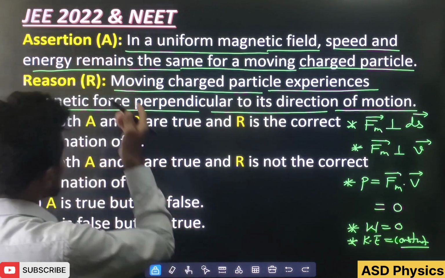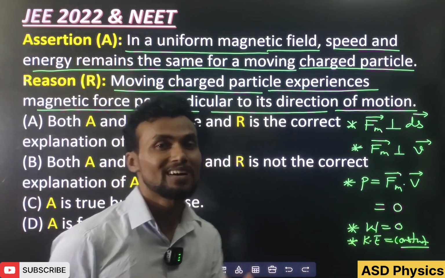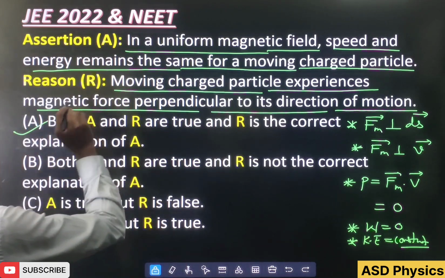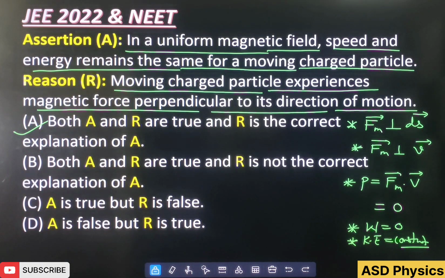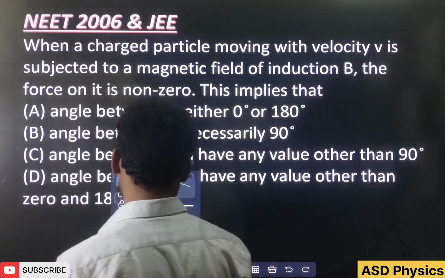So the assertion is correct, the reason is also correct, and the reason is the correct explanation of the assertion. So what is the correct option? Option A is the answer. Is it clear? Now students, let's move to the second question.